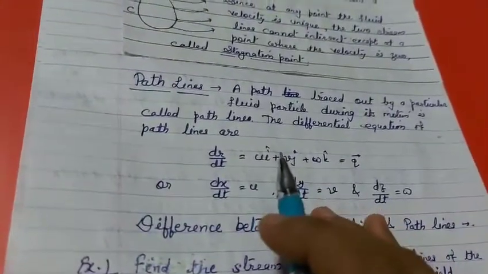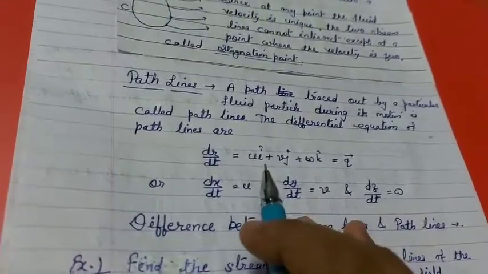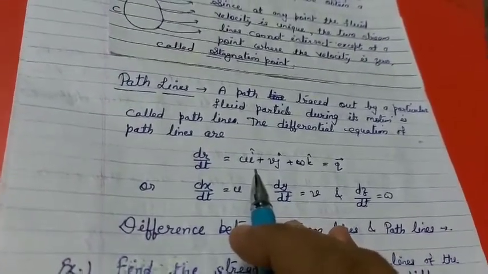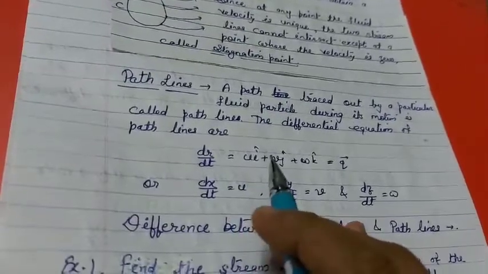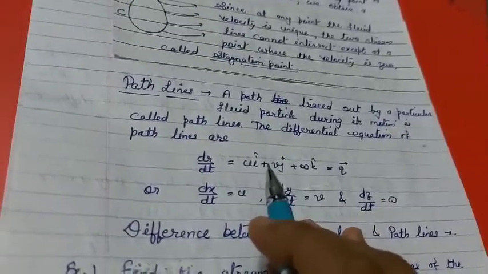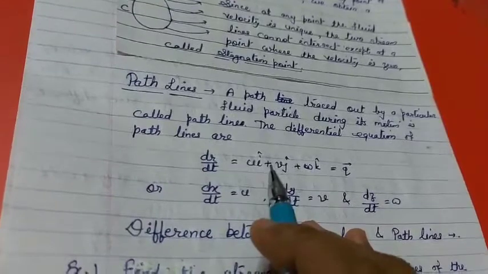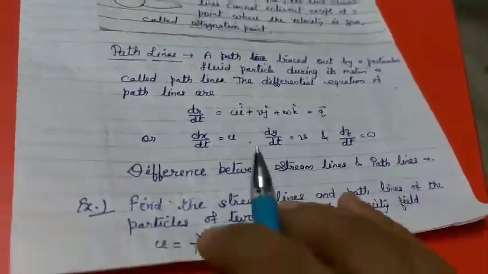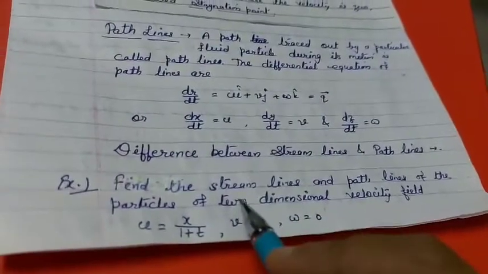In a steady flow, that is, when flow is independent of time, streamlines don't vary with time and coincide with path lines. Now we take one example.